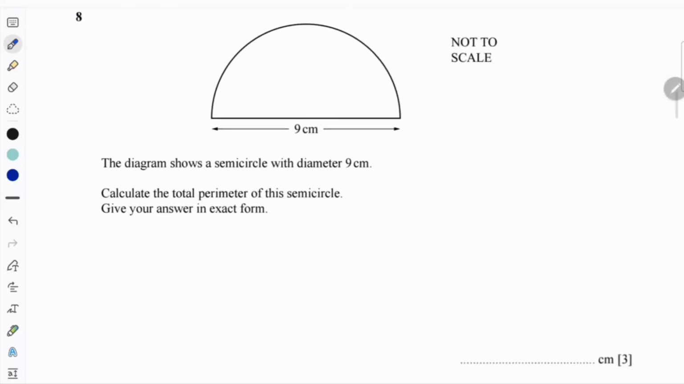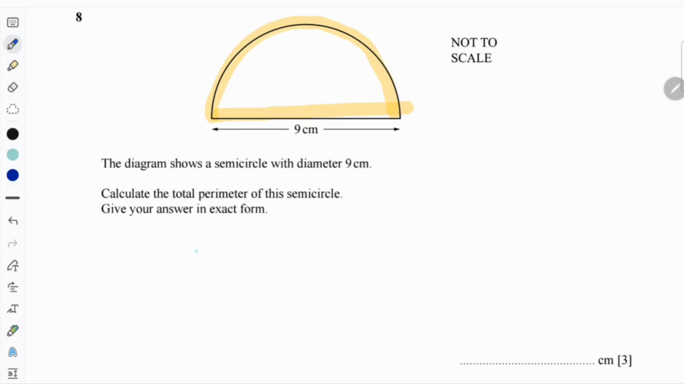Now in question number 8, we can see a semicircle. The diameter is 9 centimeters. The diagram shows a semicircle with a diameter of 9 centimeters. Calculate the total perimeter of the semicircle. The perimeter means the boundary lines: the arc length of the semicircle plus the diameter.